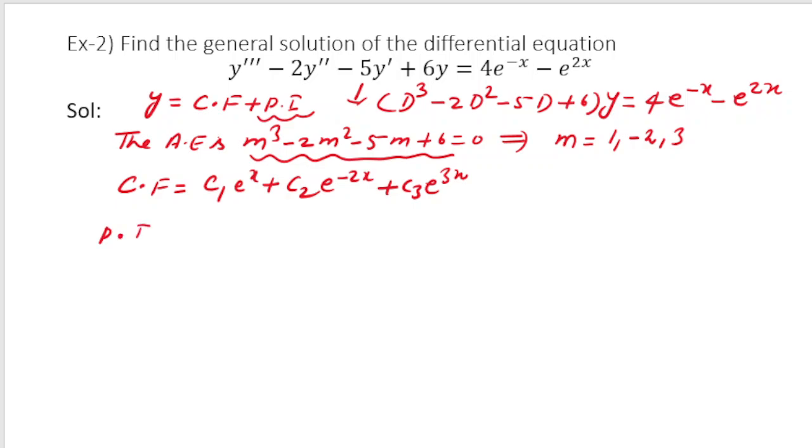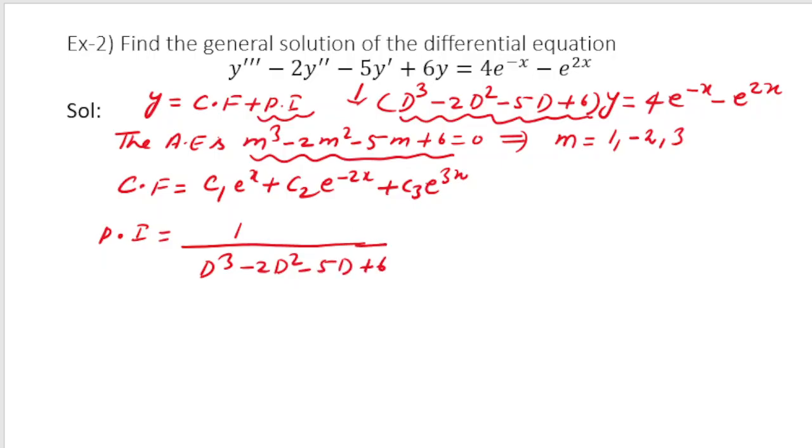What is the particular integral? Now I have to operate the inverse operator of this. So what is the inverse operator of this? 1 by D cube minus 2D square minus 5D plus 6, and that we need to operate on the right hand side, that is 4e to the power minus x minus e to the power 2x.